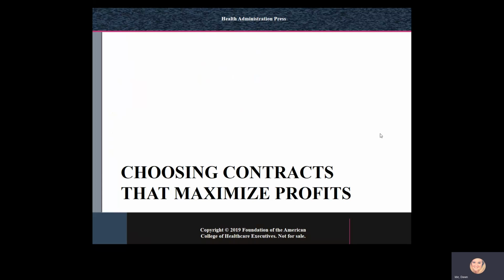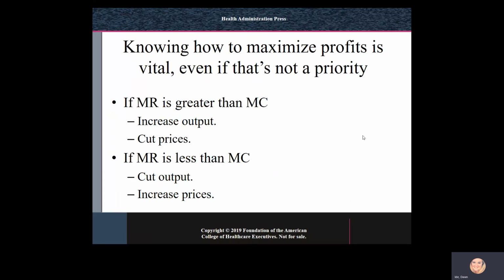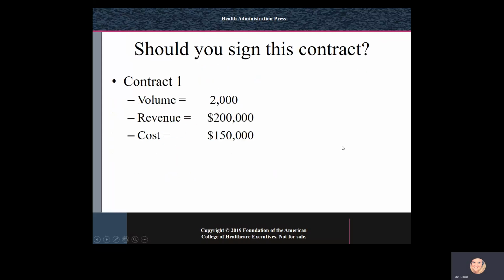So, choosing contracts that maximize profits. Knowing how to maximize profits is vital, even if it's not a priority, right? Should you sign this contract? And we're going to go straight to the example because I think this is really great and it's easy for you guys to see. So in contract 1, volume 2,000 units, 2,000 people, whatever you want to call it. Revenue is $200,000 and the cost is $150,000.